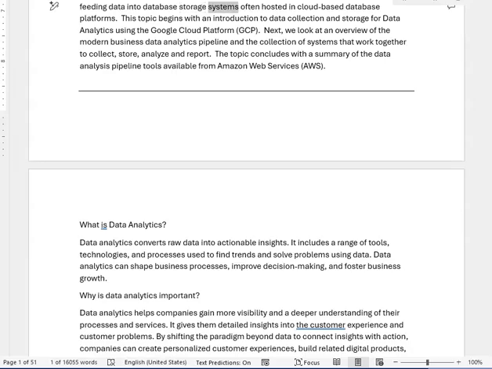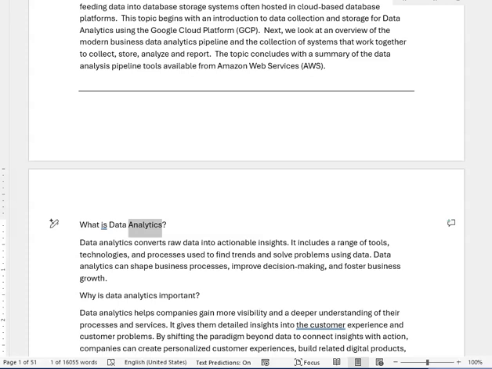The collection and storage of modern business data involves a variety of data sources feeding data into database storage systems often hosted in cloud-based database platforms. This topic begins with an introduction to data collection and storage for data analytics using the Google Cloud Platform, GCP. Next, we look at an overview of the modern business data analytics pipeline and the collection of systems that work together to collect, store, analyze, and report. The topic concludes with a summary of the data analysis pipeline tools available from Amazon Web Services, AWS.